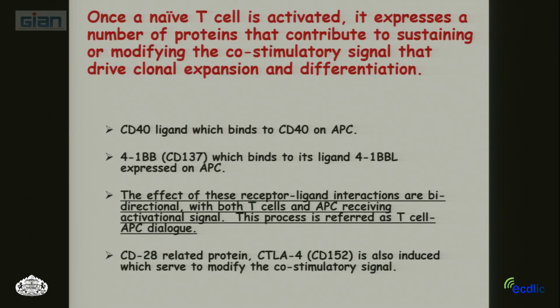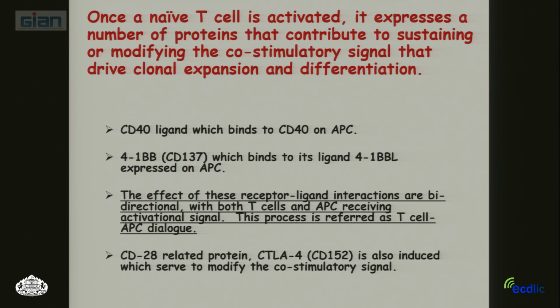So, the other aspect, when these two cells interact, is that once a naive T cell is activated, it expresses a number of proteins that contribute to sustaining or modifying the co-stimulatory molecule signal that drives clonal expansion and differentiation. Okay? Some of those molecules are CD40 ligand, which binds to CD40 on antigen presenting cells, and 41BB, which binds to its ligand 41BBL, which is expressed on antigen presenting cells. The effects of these receptor ligand interactions are usually bidirectional for both T cells and antigen presenting cells. Therefore, this process is usually referred to as T cell APC dialogue.